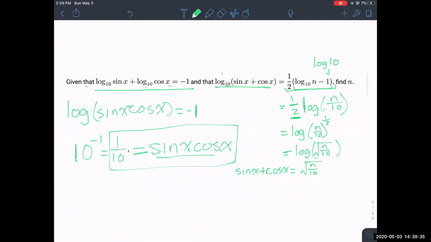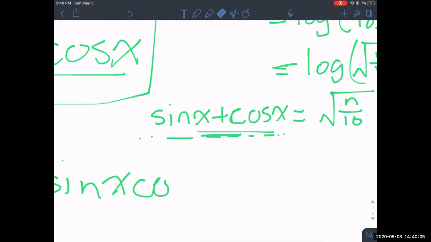So we have what they multiply to, and we have what they add up to. Exactly where we're supposed to go next. Why don't we square both sides? Because sine squared x plus cosine squared x is equal to 1, and that's a really nice number to have. So on the left side, we'll have sine squared x plus cosine squared x plus 2 sine x cosine x. And on the right side, we just have n over 10.